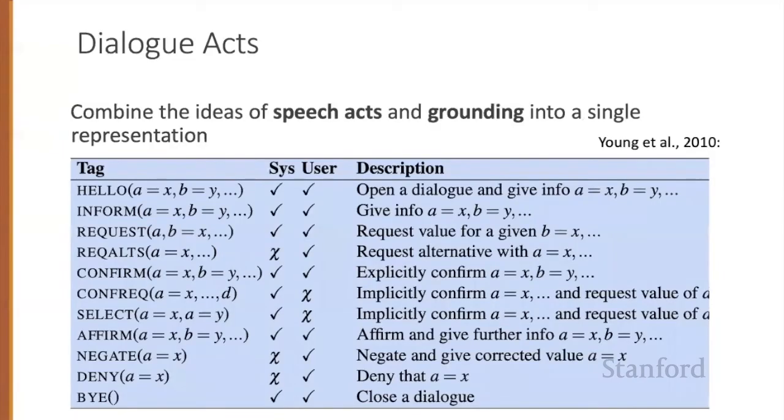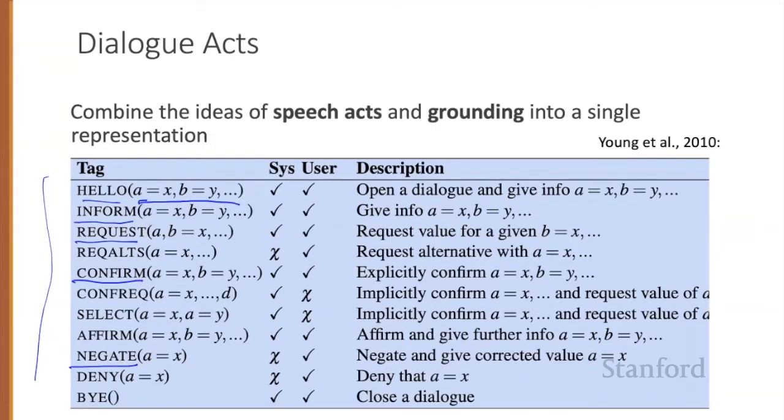Dialogue state systems make use of dialogue acts. Dialogue acts represent the interactive function of the turn, combining the idea of speech acts and grounding into a single representation. Different types of dialogue systems require labeling different kinds of acts, and so the tag set defining what a dialogue act is exactly tends to be designed for particular tasks. So here's a tag set for a restaurant recommendation system. It has tags like inform, telling people something, request, asking a question, confirming a response, saying no, and so on, saying hello and saying goodbye.